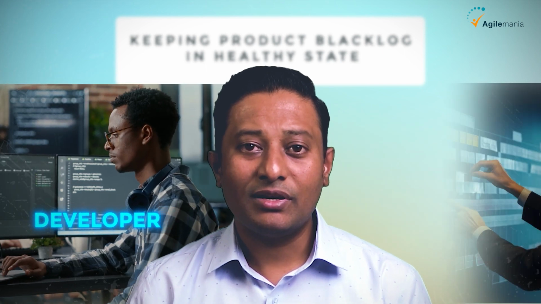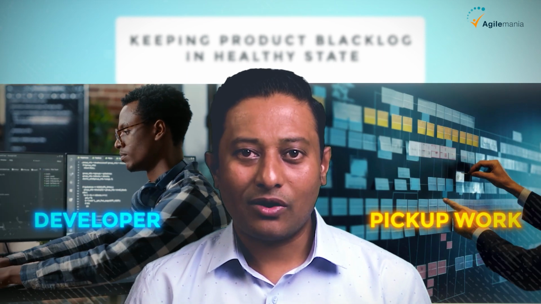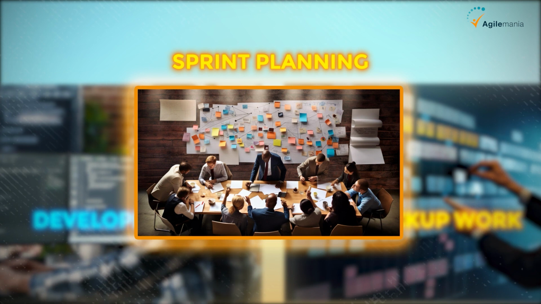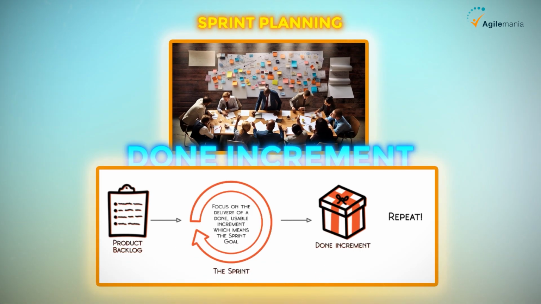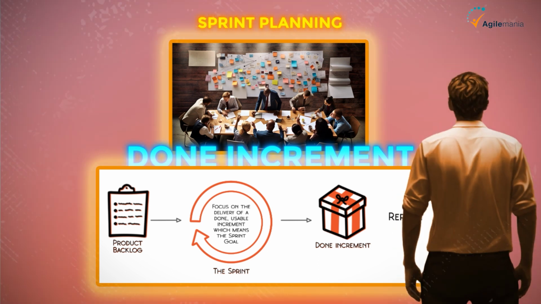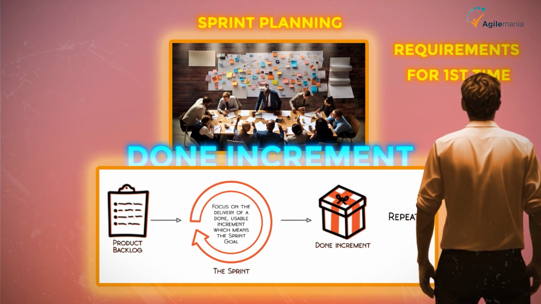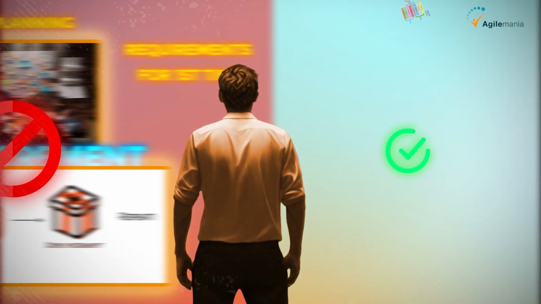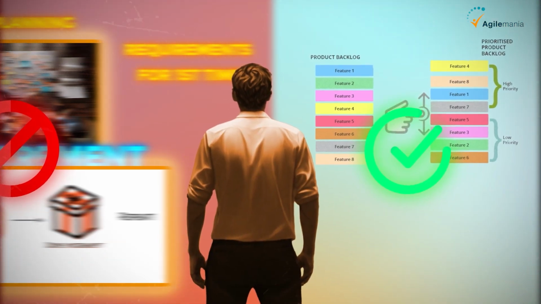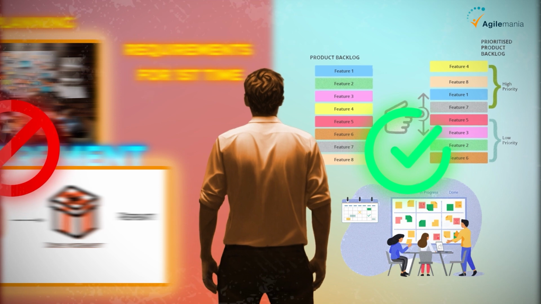So what do we mean by keeping the product backlog in a healthy state? Well, having a product backlog in a healthy state means that the developer should be able to pick up the work from the product backlog in their upcoming sprint planning and should be able to come up with a done increment from it. This will not be possible if they are looking at the requirements for the first time during their sprint planning. To avoid this, we recommend that you should be doing a product backlog refinement every sprint.